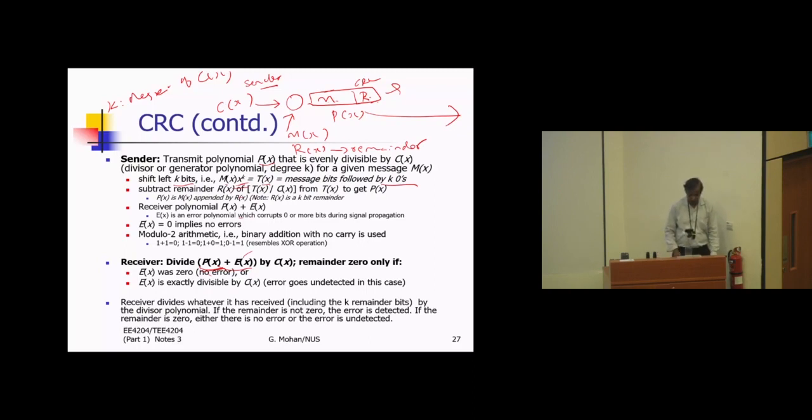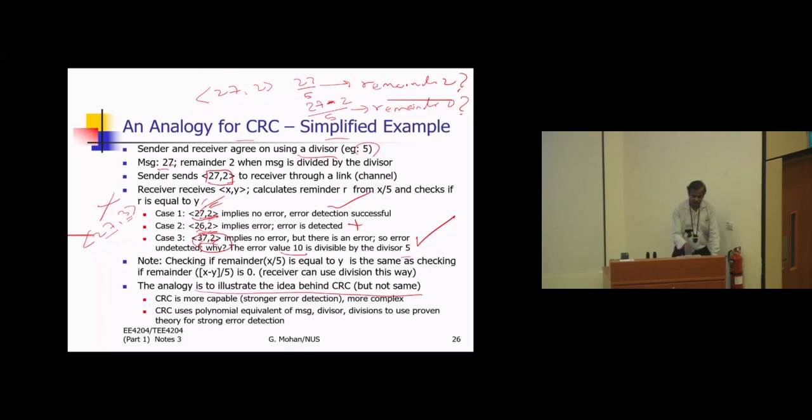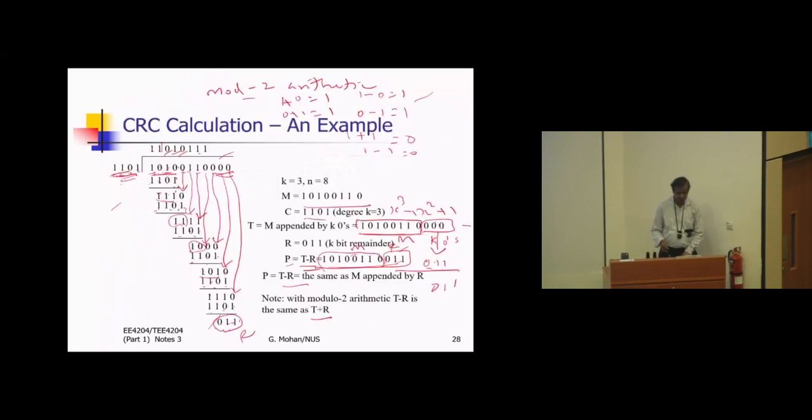So let me see what the receiver does. The receiver can divide 27 by 5 and check whether the remainder is 2. That is one possible way. Another possible way is the receiver can divide 27 minus 2 by 5 and check whether the remainder is 0. What is done in practice in the adapter is, the receiver is going to receive the message bits followed by the remainder. The receiver will not divide only the message bits. The receiver will divide all the bits by this, and it will check whether the remainder is 0 or not.